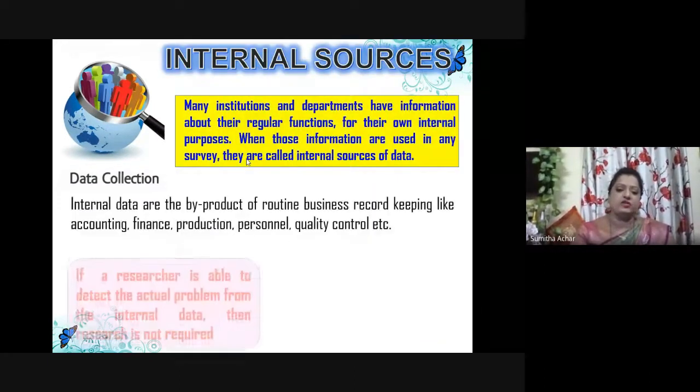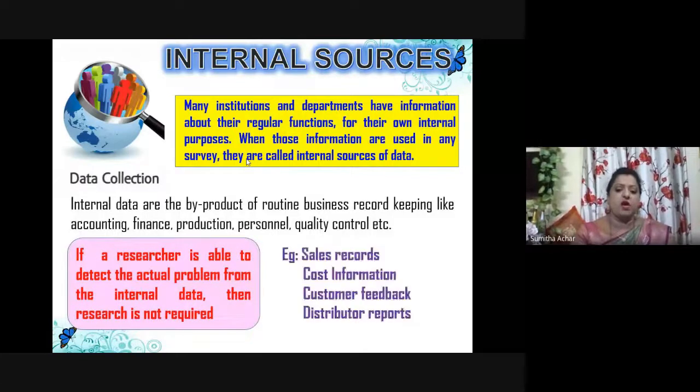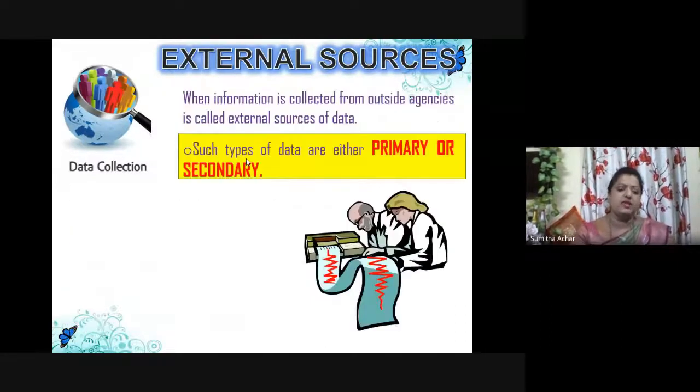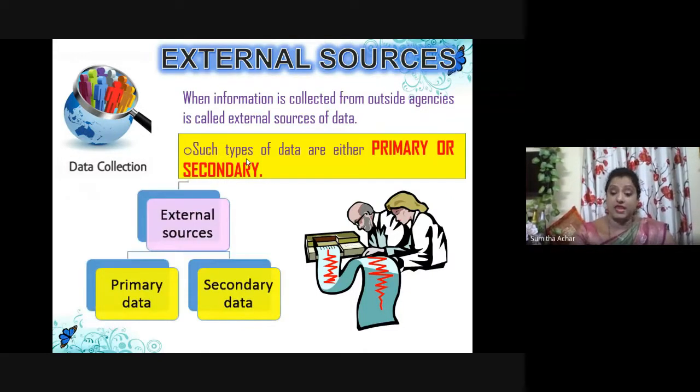Now, internal sources, you all know what the internal sources are: the organizational records in the form of sales, cost, customer feedback, distributors' reports, feedback forms, and so on, right? These are all internal sources where an internal audit happens. And then external sources. Suppose you want to collect the data from outside agencies, then it is an external source. There are two basic forms of them. One is primary and the second one is secondary sources of data, right? I'm here to talk about tools required for primary data collection.